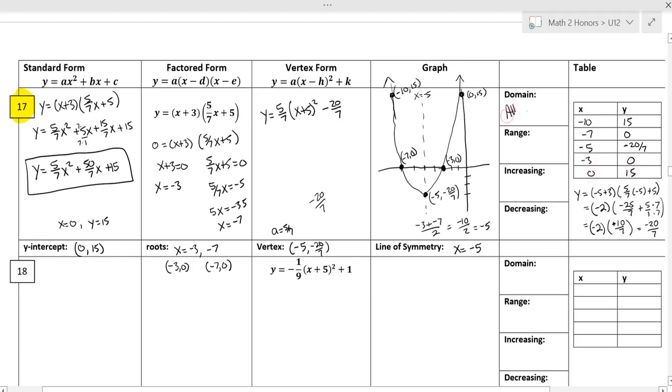Domain, all real numbers. Range is all y values bigger than or equal to negative 20 over 7. It's increasing when x is bigger than negative 5 and decreasing when x is less than negative 5.